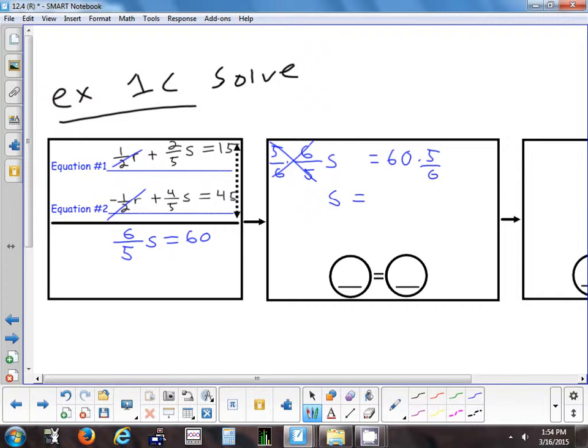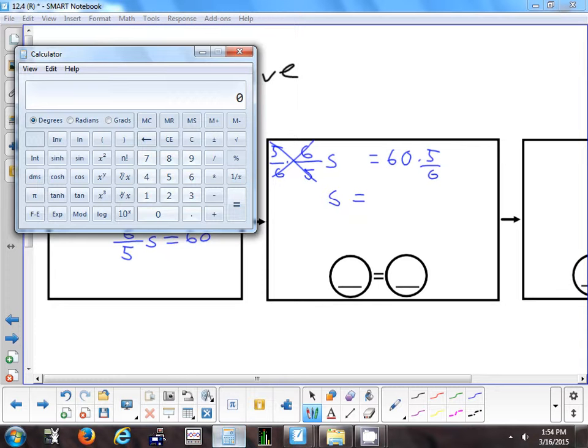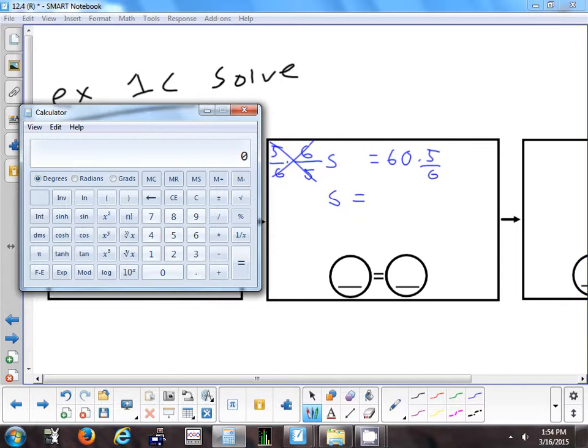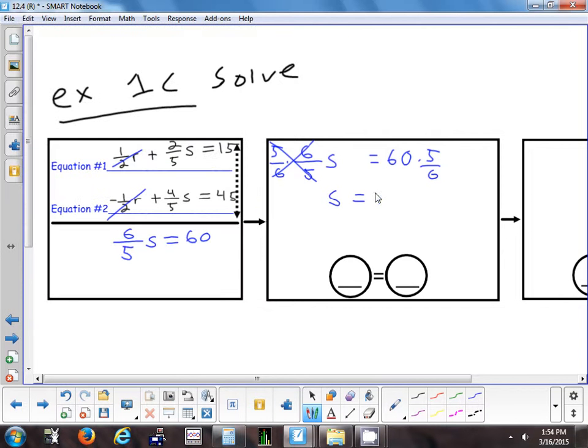Okay, on this part, just use your calculator. Or can anyone do that in their head? What's 60 times 5? Think of 6 times 5 and then add a 0. 6 times 5, 30. 300. And now it says to divide by what? 6. Okay, so S equals 50.